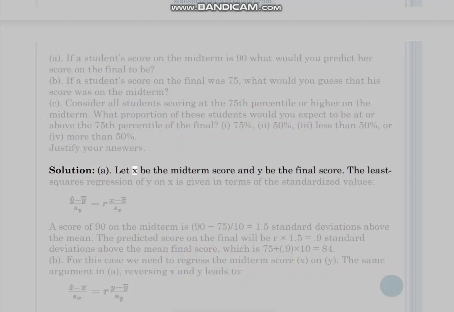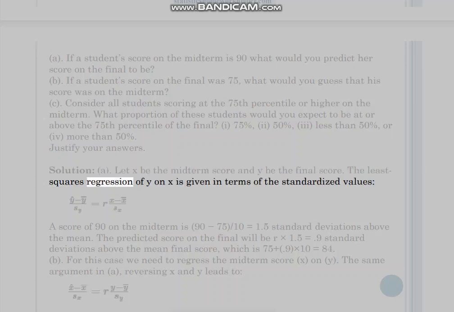Solution. A. Let x be the midterm score and y be the final score. The least squares regression of y on x is given in terms of the standardized values.